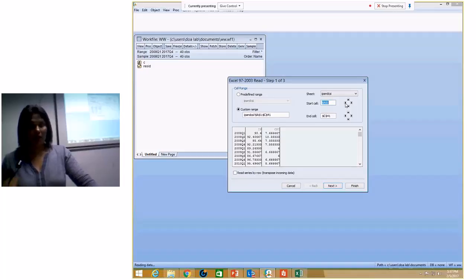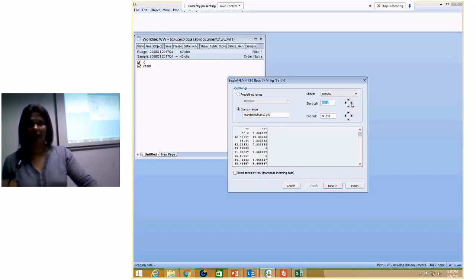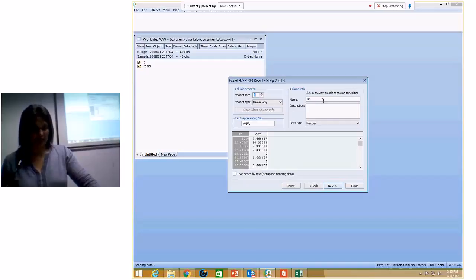Keep all the variables except the date. Our variables are the IP and CSI. Those are the two variables. You exclude the date column. Then go to the next. Then go to the next.